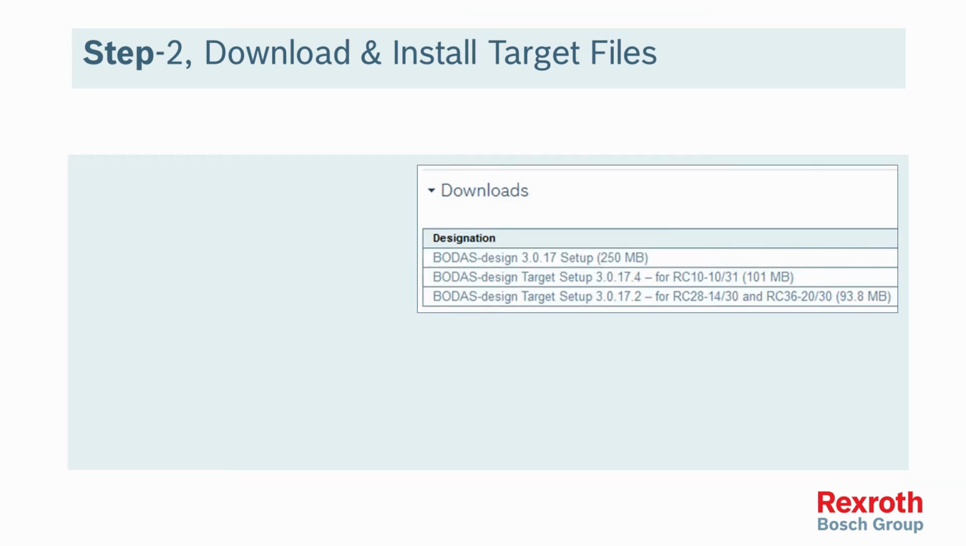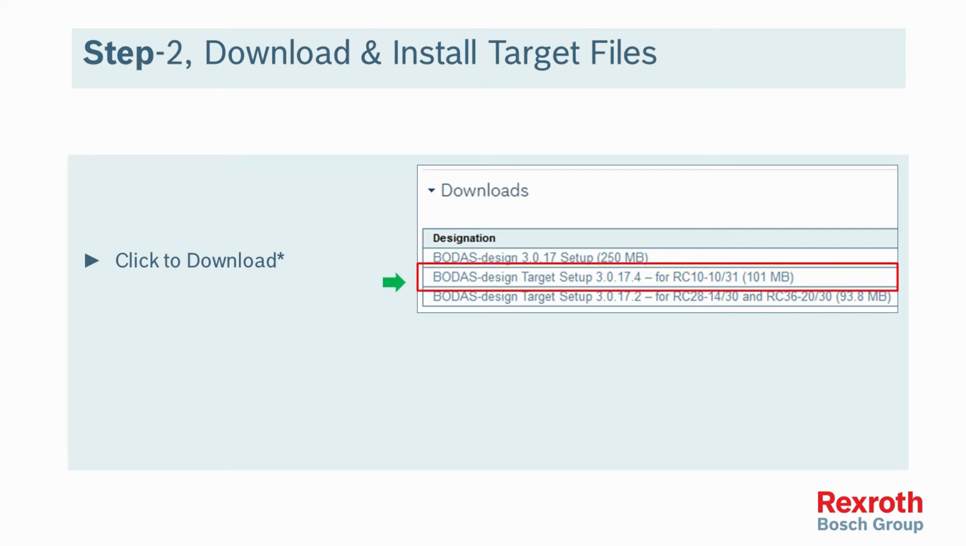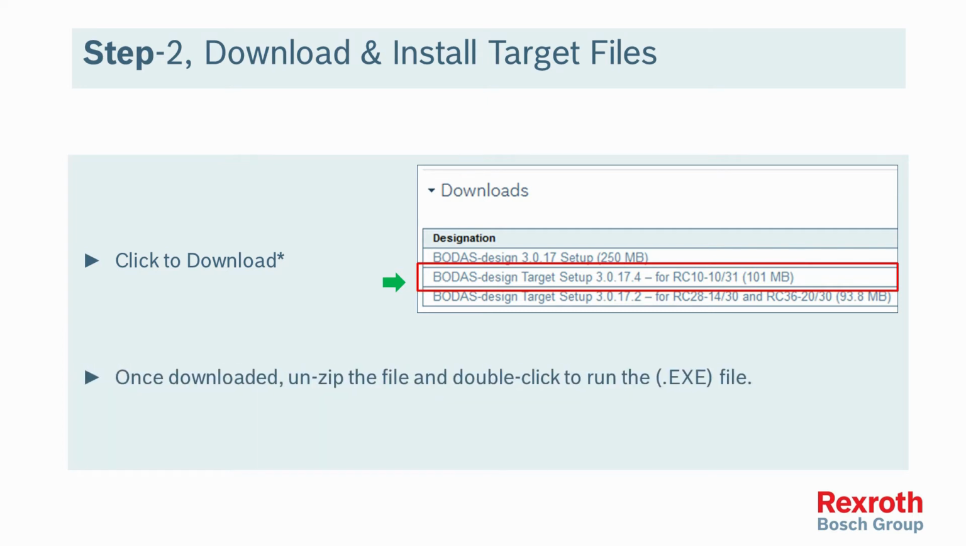On to step two, which is to download and install the BODAS Design target files. These are the files that are specific to the RC controller that you'll be using. Click the target setup file just under the program setup file. And please note, again, that the current version may be different than what is published in this video. When the file is downloaded, unzip the file and double-click the file with the .exe extension.